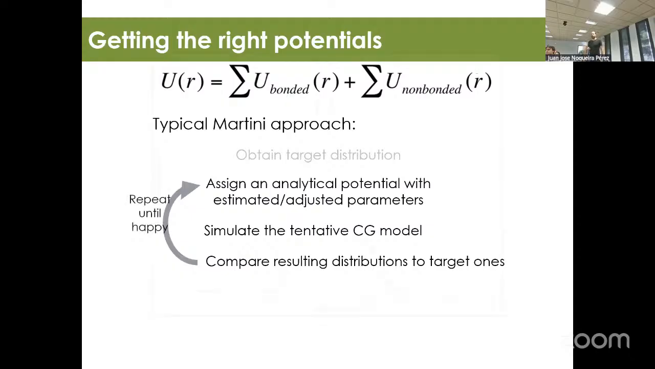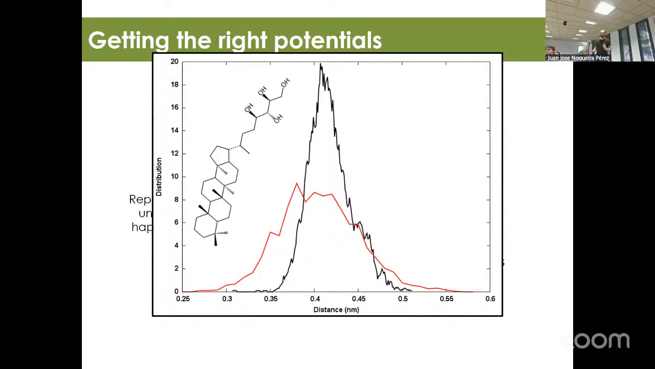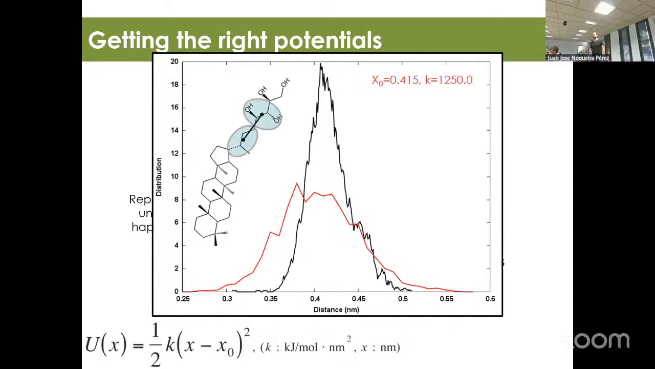Okay. This is an example. For instance, I was working with this molecule, and at some point I was looking at these two beads there, and I need to know what distance I'm going to put here, and what force constant I'm going to put in this bond. Atomistically, this is the shape it has. My first try was a bond with 0.415 nanometers and this force constant. But then I simulate, and the distribution of what comes out looks like this.